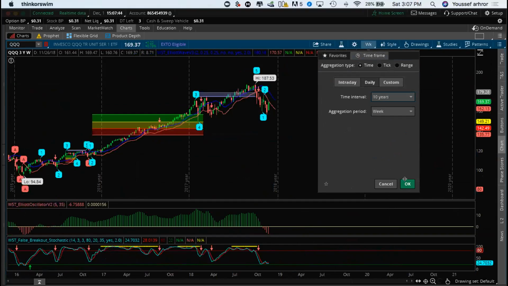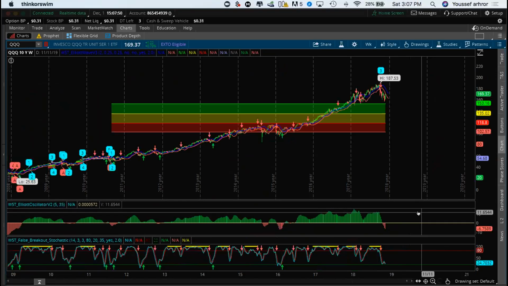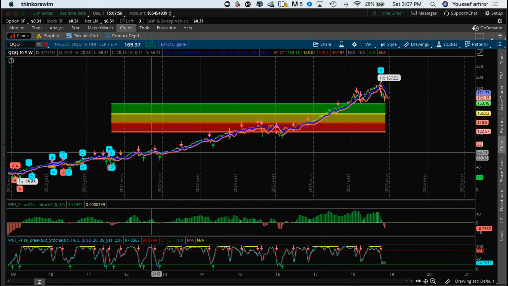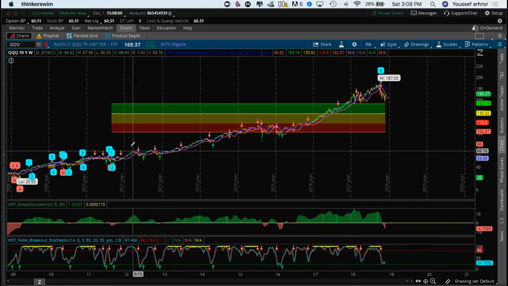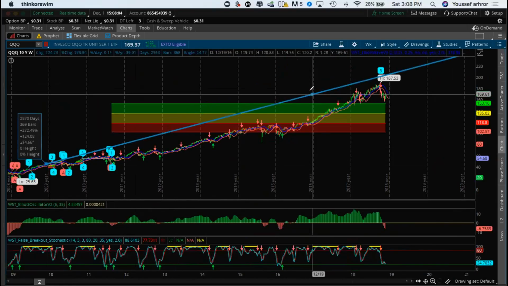Let's go 10 years. Whoa, we've got some further downward movement there, haven't we? Into our pullback zones. In the weekly, I'm going to draw the channel now. If we pull back more, it's going to be a good long opportunity.